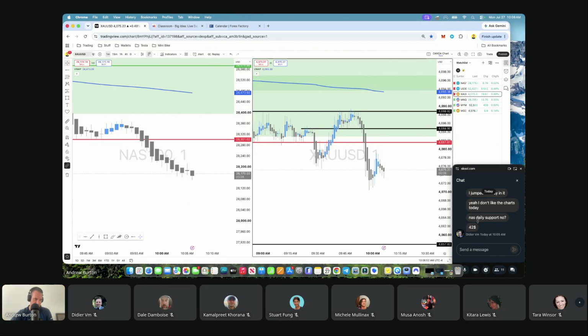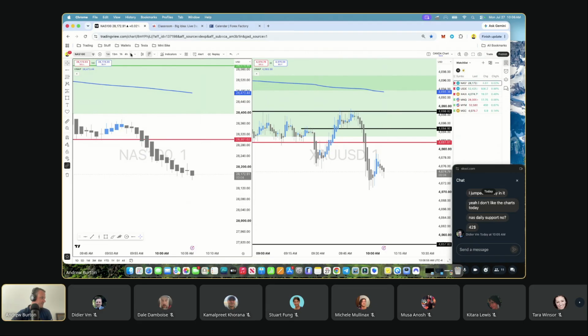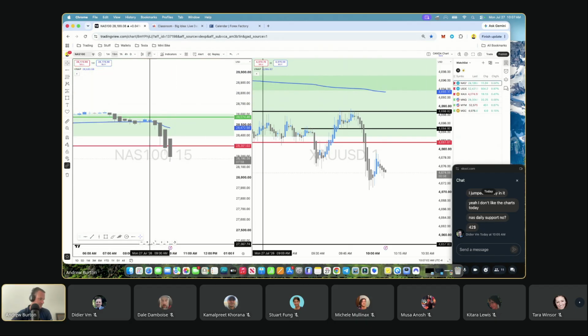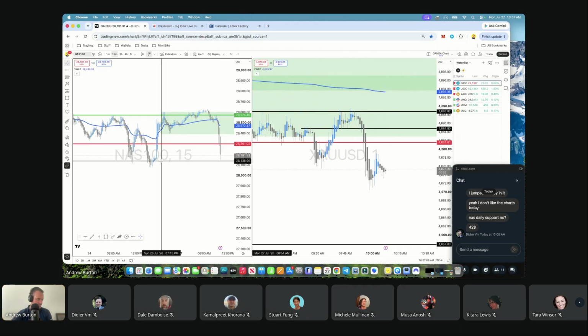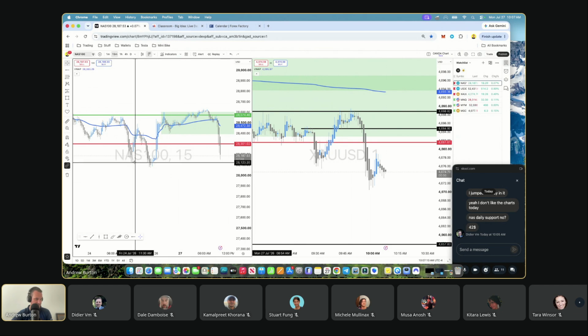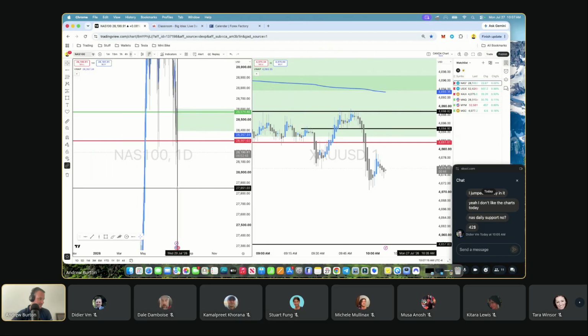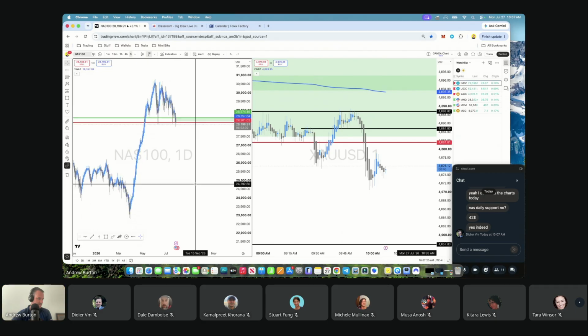Nasdaq daily support, no. On a daily chart, or you mean just on a higher time frame? Where's the support level? We did see something back here, so there's a support right here. Yeah, I think this is what you're talking about. If it breaks this, there's nothing there. If you look at the daily chart probably, right? Yeah, look at that. That's what he sees.